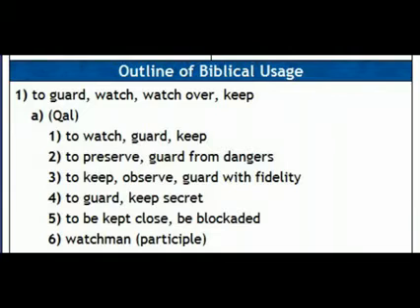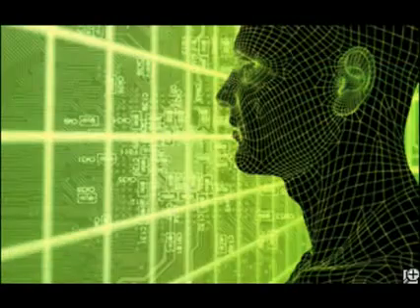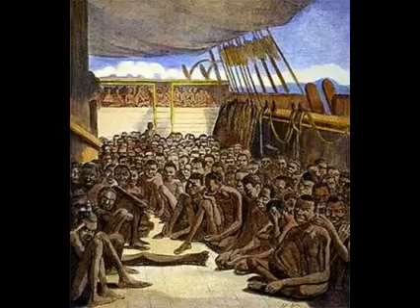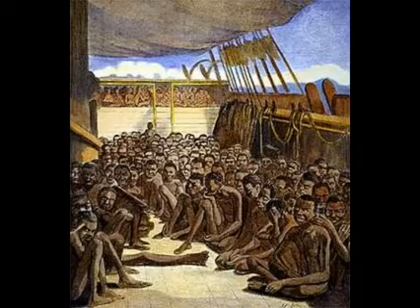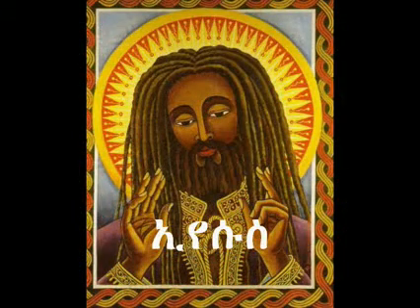to keep secret, to be kept close, to be blockaded, while we had to block some of these extremist so-called Black Hebrew Israelites, haters of Haile Selassie, haters of our kinsman redeemer, haters of Christ and his kingly character. We had to blockade them. That's what Nazareth signifies, a watchman, the participle watchman.